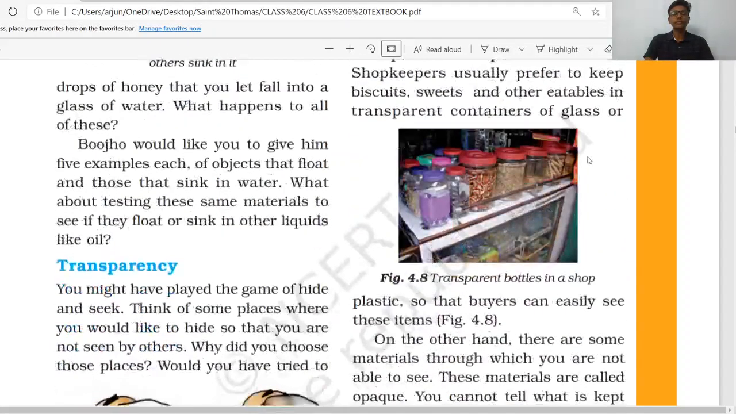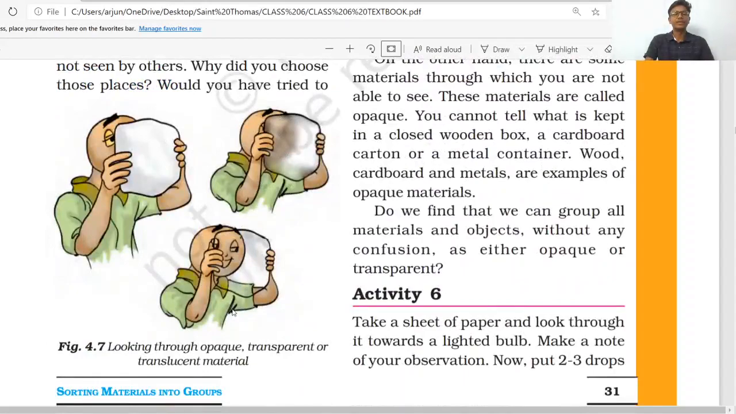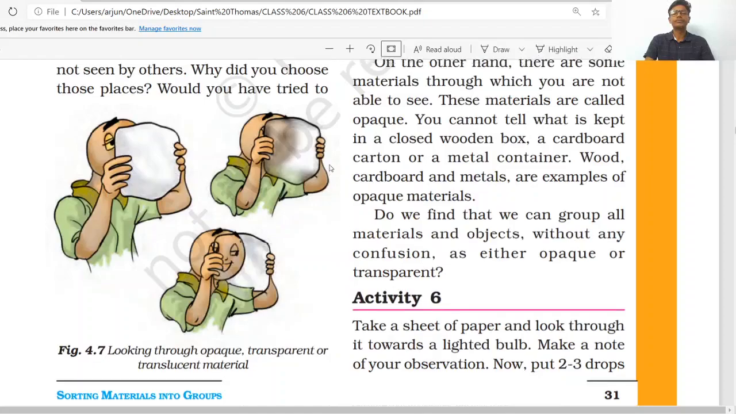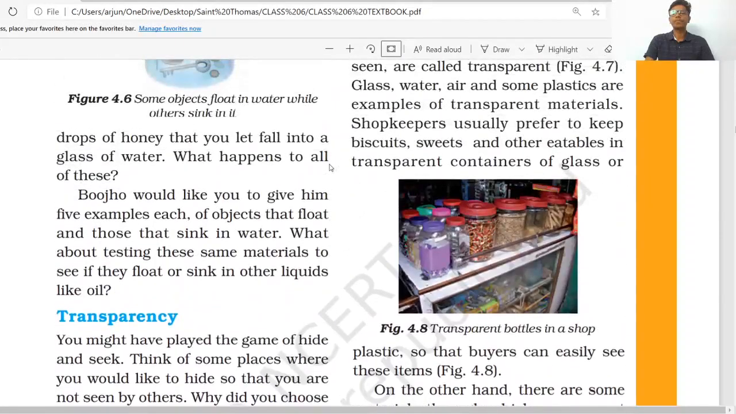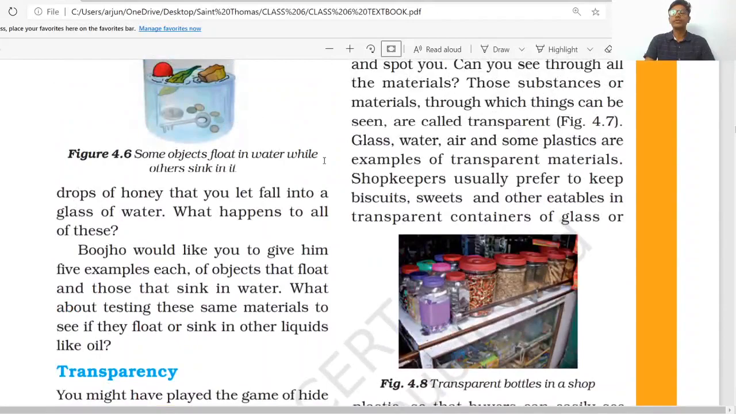Okay, 4.7. See, this is transparent, this is not transparent. Moving further, glass, water, air, and some plastics are examples of transparent material.